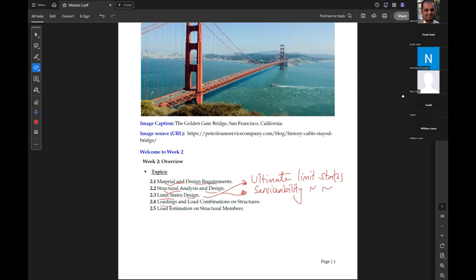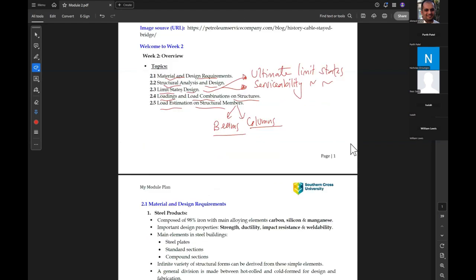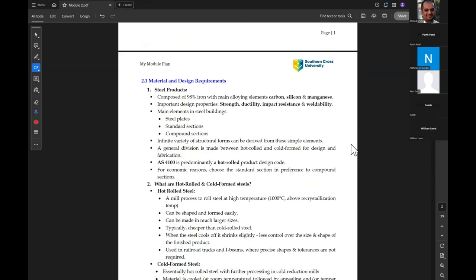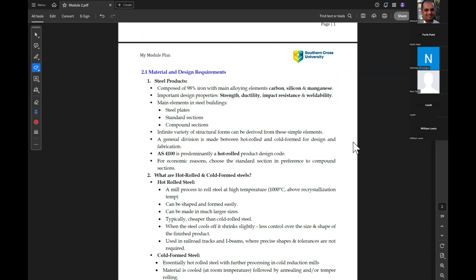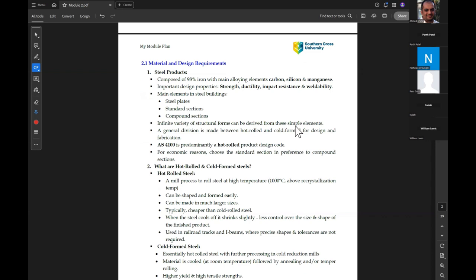And also we'll be looking at the loads and load combination on steel structures and how to estimate or calculate the load on structure members like beams and columns. So these are the main topics we will be going through today. At some points we'll not go in depth, and at some points we will go in depth. So let's start with the material design requirement.